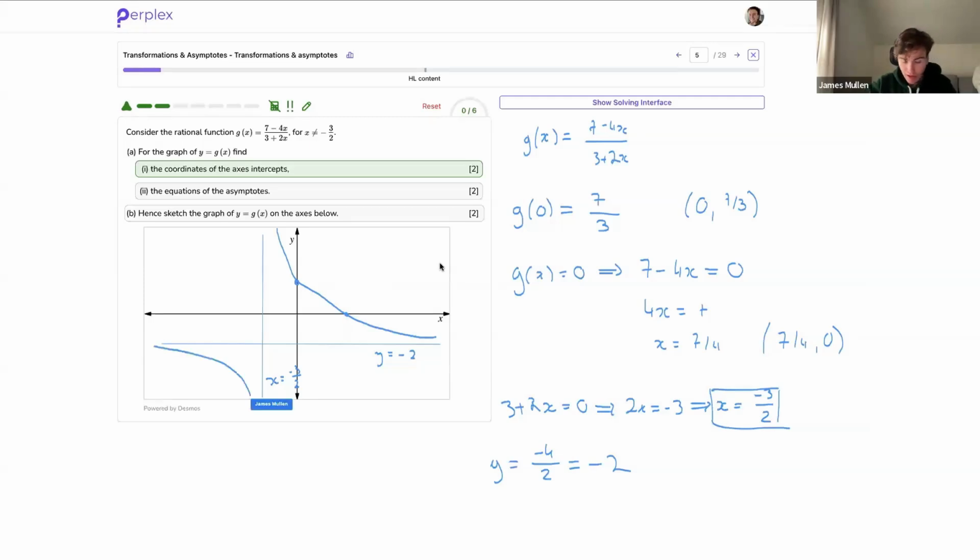And one way I could check that, if I go to the left of my vertical asymptote, I could take x is equal to -2. I could plug that in. I'd find g of -2 is equal to 7 plus 8 over 3 minus 4, and that would be equal to -15. And that would tell me that I have to be negative and below my horizontal asymptote. Okay, so this is the sketch, and make sure you say that this is 7 over 3 and 7 over 4. Because we found them, we now have to include them in our sketch.